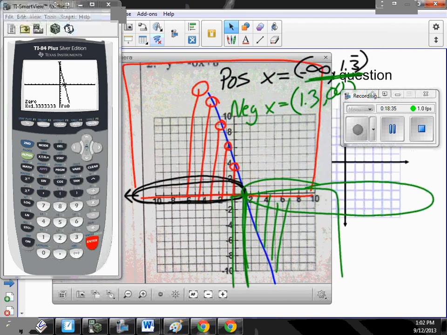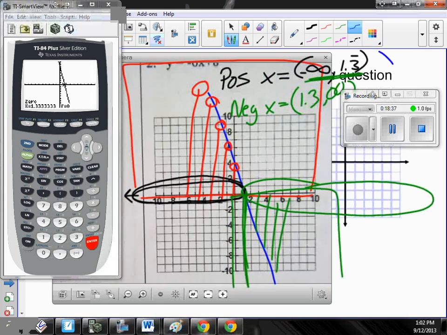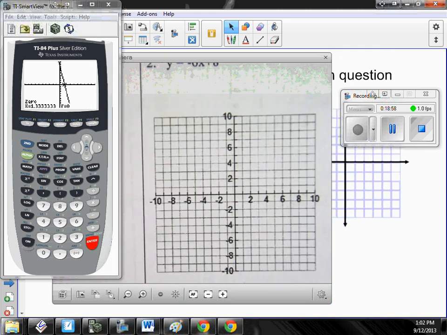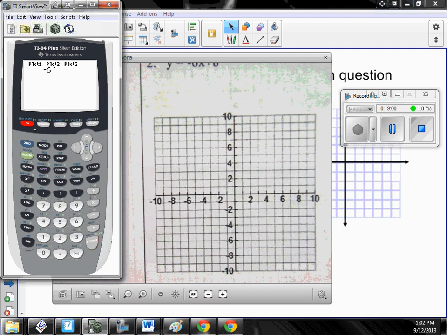So from here I can tell, if I plug in a number in that group, and that's called an interval, if I plug in a number in that interval, I know the answer will be above the x-axis. If I plug a number into the other interval, I know that the answer will be below the x-axis. Okay, let's try another one. And again, if you don't understand something, please ask me to stop and I'll try to explain it a different way.